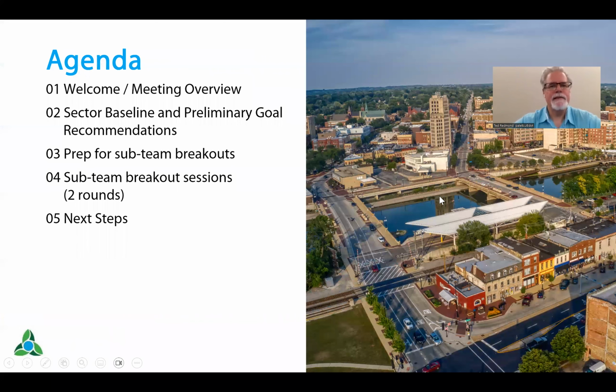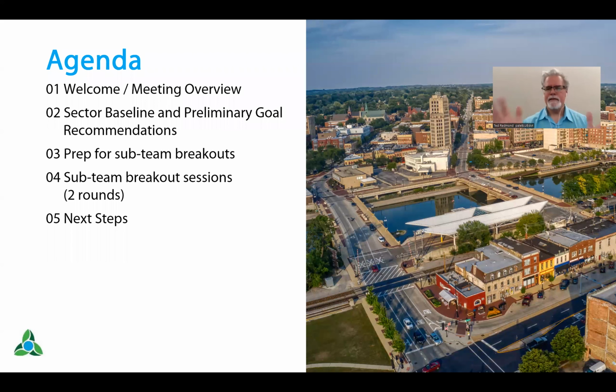Our agenda for today is first I wanted to welcome and give a little overview of what our day is and what we're looking to accomplish. Then I'm going to go over the sector baseline and the preliminary goal recommendations, with a focus on making sure that everybody has an opportunity to understand what the preliminary potential goals are for each of the sectors. So if you're not in a sector, you can kind of follow along as we go through this process and talk a little bit about the intent of what we've provided you.